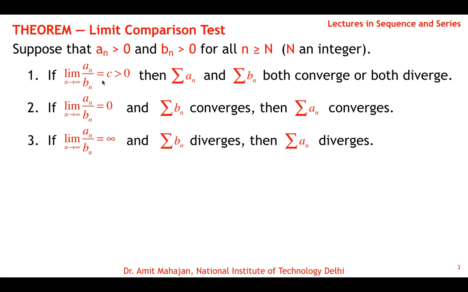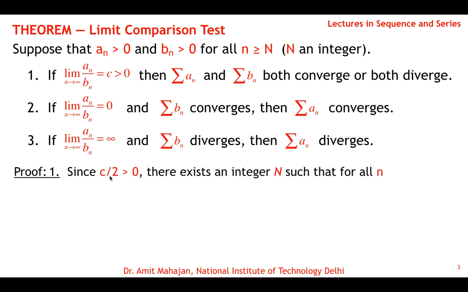For the first case, since the limit as n tends to infinity of an by bn equals some positive value c, by the definition of limit, for every positive epsilon there exists an integer N such that for all n greater than N, the modulus of an by bn minus c is less than epsilon. If we choose epsilon to be c by 2, because c is positive, c by 2 is also positive, so there exists an integer N such that for all n greater than N this will hold, with epsilon chosen as c by 2.